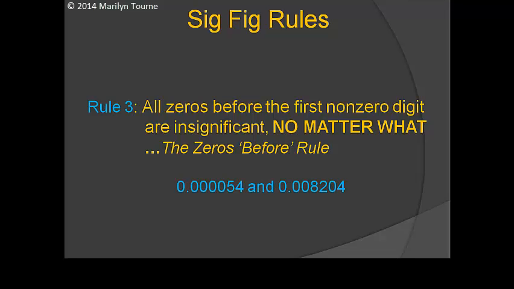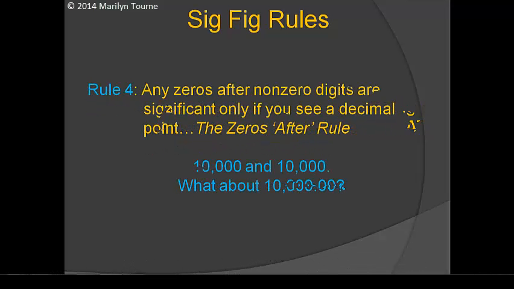What about the second example? If you said 3 significant digits, then you are wrong. If you said 4, then you are right. There's 4 significant digits in that second example because that last 0 is part of rule number 2, the sandwich rule, right? It's sandwiched in between two non-zero digits, but the zeros before are insignificant because they are before that first non-zero digit, which happens to be the 8.